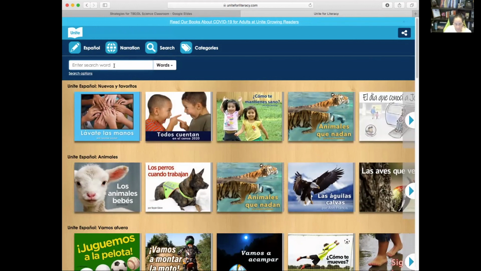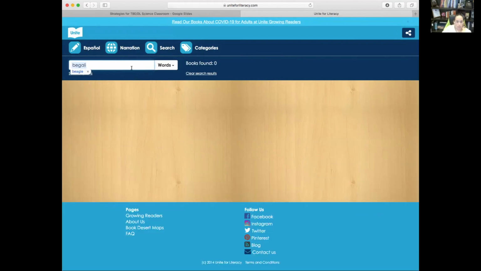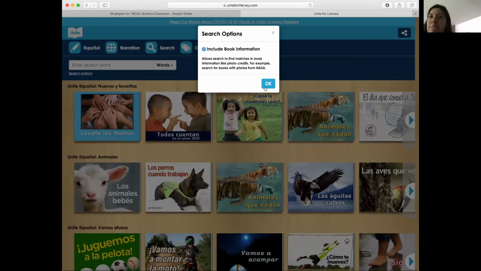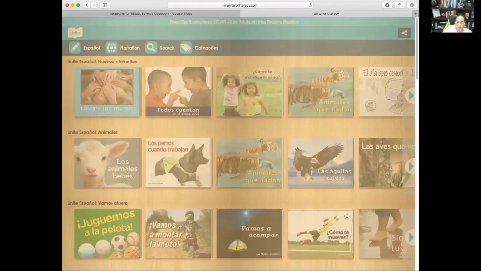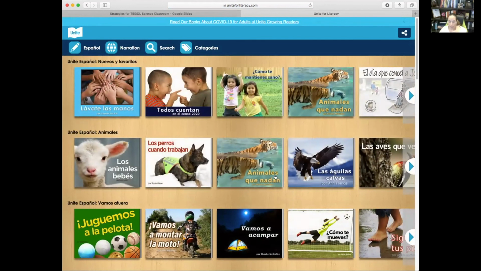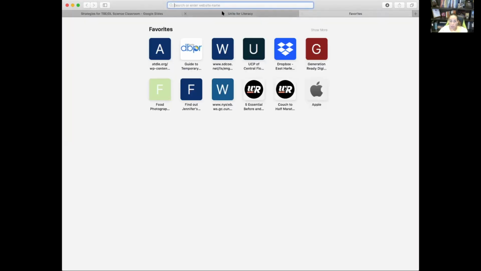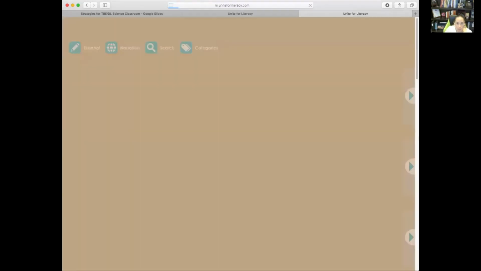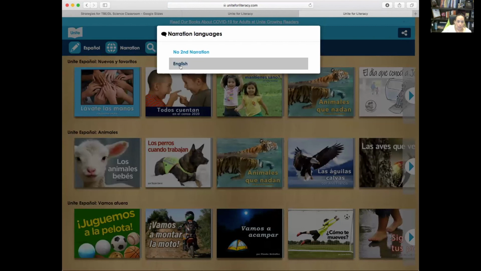You could do a search in Spanish. I think they have other search options. I think because I hyperlinked it to just this particular page. But nonetheless, if you go to uniteforliteracy.com, go onto the site and hopefully, let me show it to you guys. I don't know why it's taking me to English.